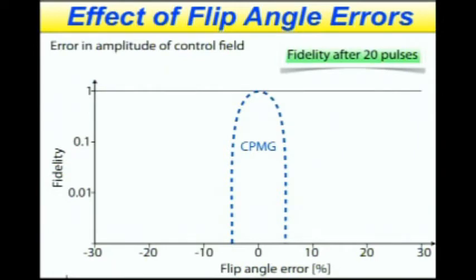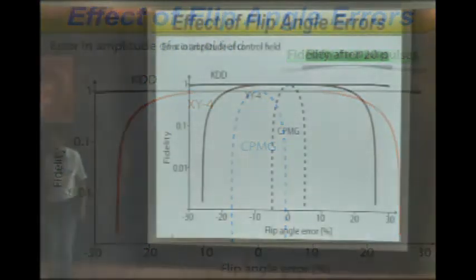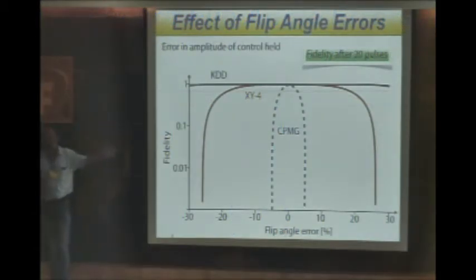If you have a 5% error, and you accumulate that over 20 pulses, you have 100% error. That's why the fidelity goes to 0. Now we use the same imperfect fields, but we use a robust sequence like the so-called XY4 sequence or this KDD sequence which I showed you, and you see that the fidelity stays very close to 1, even if your error is, say, 10% in the case of XY4 or 30% in the case of KDD. So that's what I call a robust sequence.